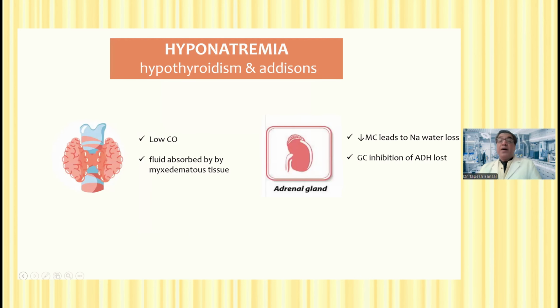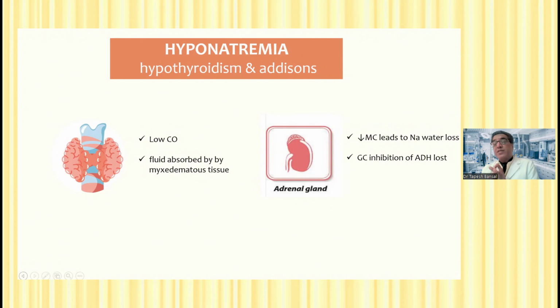Now, hyponatremia in hypothyroidism and Addison's, why does it occur? In hypothyroidism, there's a low cardiac output because the metabolism is low and the requirement of oxygen is low. So there's a low cardiac output, which again behaves like decreased effective arterial circulating volume. So there's increased ADH secretion, and also because fluid is absorbed by the myxedematous tissue. So again, there's decreased effective circulating volume and increased ADH secretion.